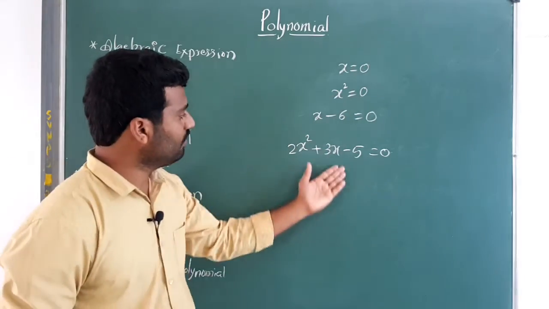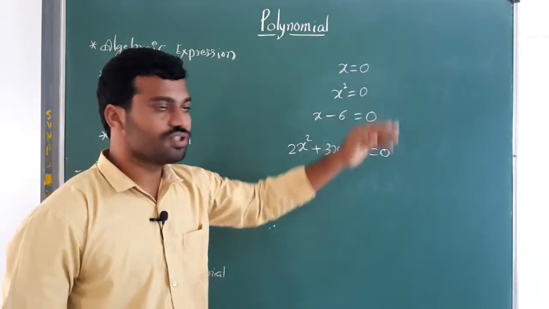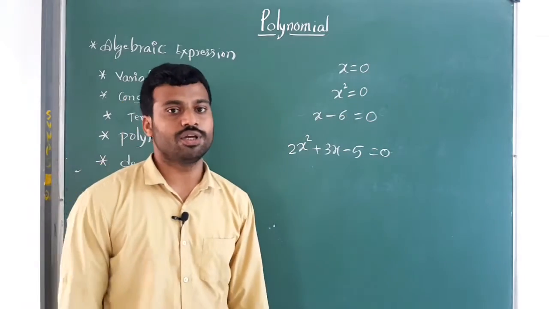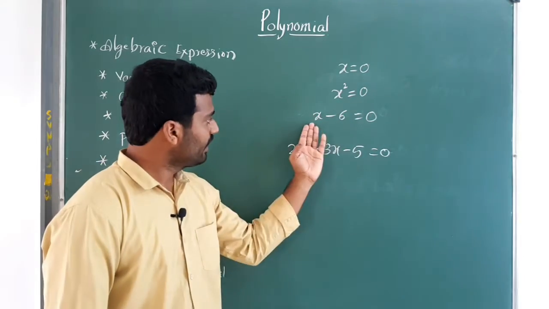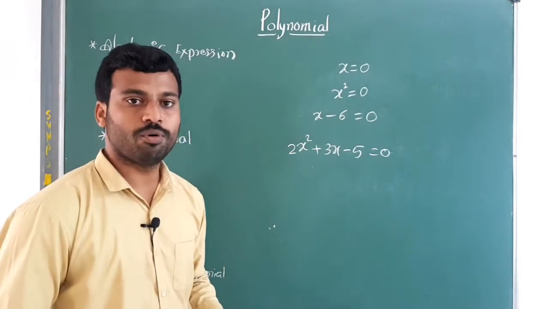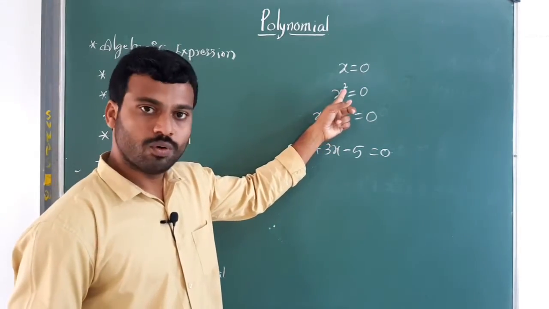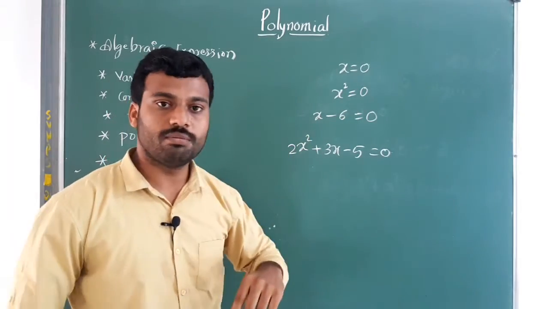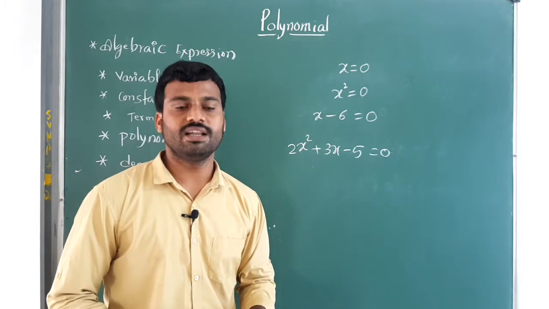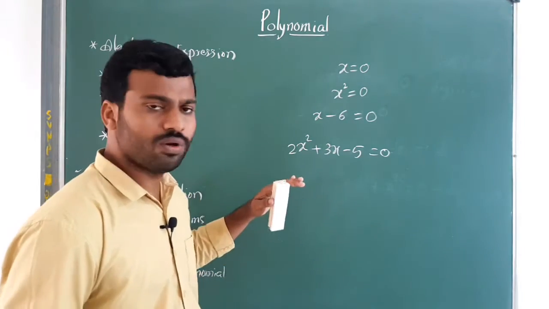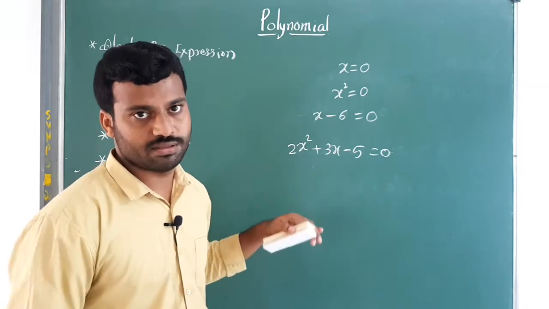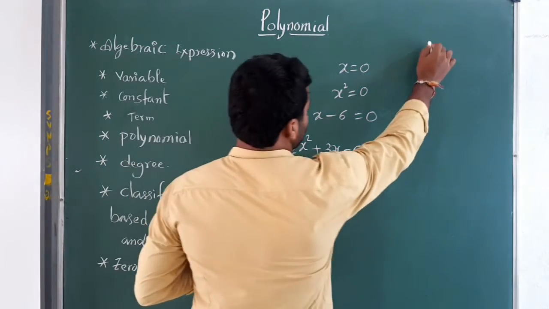Clear? These are all polynomials. x is equals to 0 is also a polynomial. x square is equals to 0 is also a polynomial. x minus 6 is equals to 0 is also a polynomial. This one is also a polynomial. The power is a whole number. The power is a whole number. So it is satisfying the polynomial condition. Clear or not? Just observe what I said. Polynomials we are classifying based on terms.